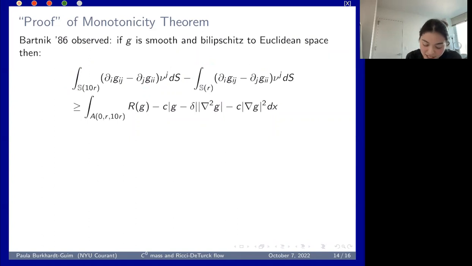Okay, so here we are comparing the local version of the ADM mass at scale 10R to that at scale R. And then it's going to be bounded below by the scalar curvature and then these terms.